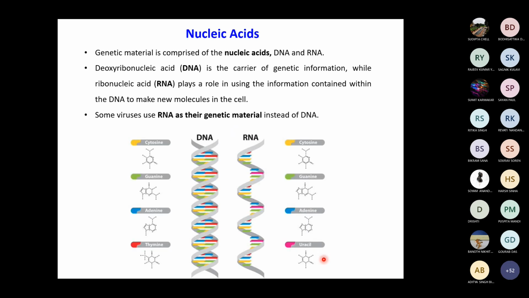When we talk about nucleic acids, there are basically two: DNA and RNA. DNA's full form is deoxyribonucleic acid, and RNA is ribonucleic acid. These are the genetic material present in all organisms. Mostly in all higher organisms DNA is there, and only in the case of viruses, RNA is the genetic material.